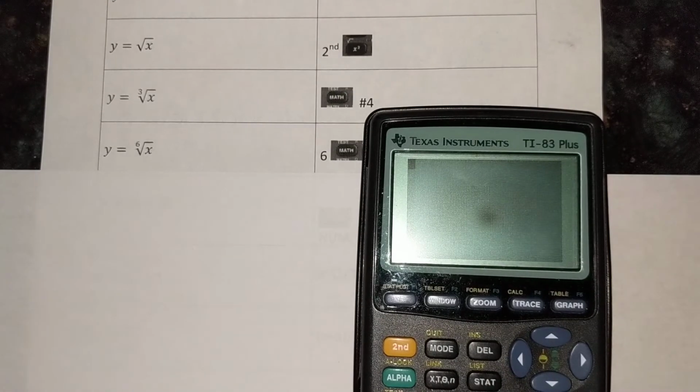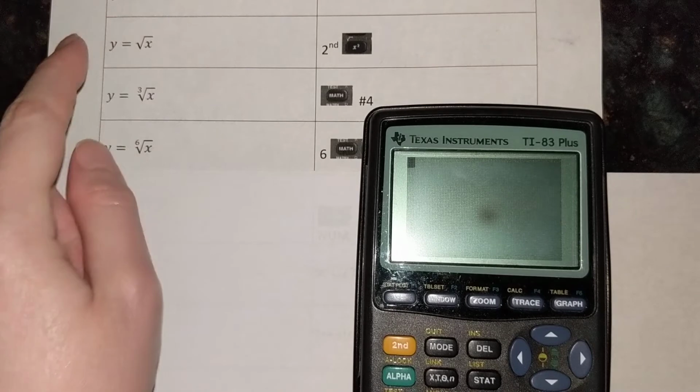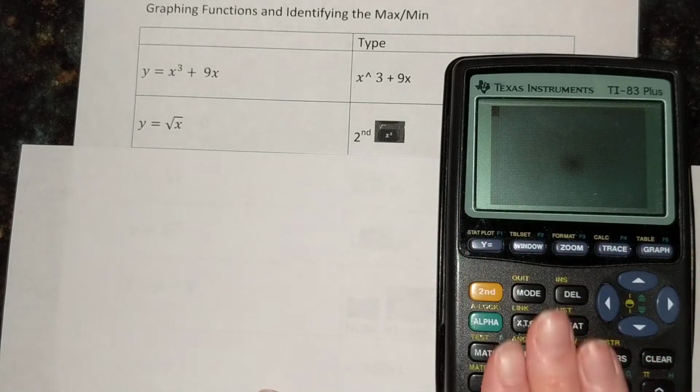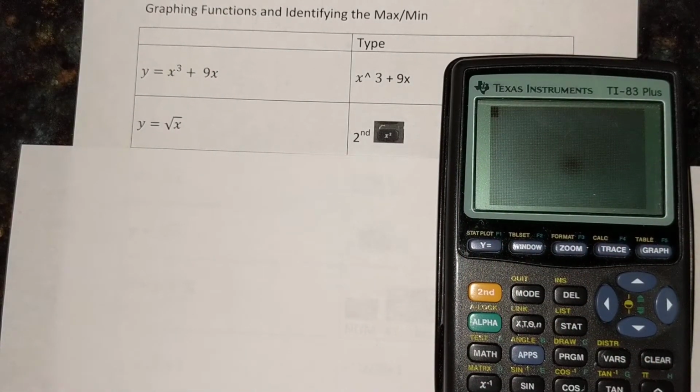The next type of functions that you might need to graph are your radical expressions. So to do this, the first one that we're going to talk about is just the square root, and that button is very easily accessible from the main window on your graphing calculator.